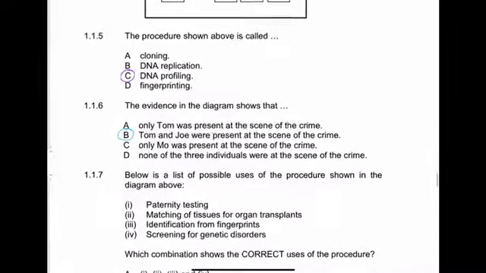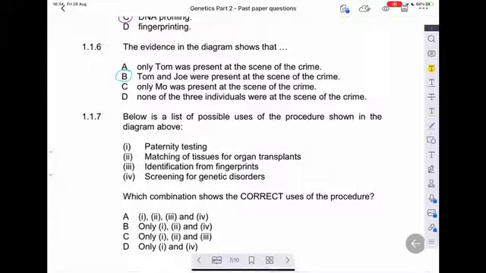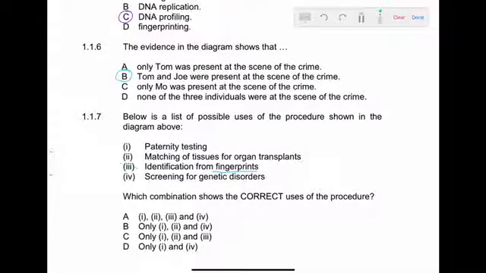And here comes the genetics question. Below is a list of the possible uses of the procedure shown in the diagram above. Paternity testing, matching of tissues, identification from fingerprints, screening for genetic disorders. Which combination shows the correct use of the procedure? Don't be misled by the use of the word fingerprints. Number 3 is not a possible procedure. That means that only 1, 2, and 4 are possible uses. And 1, 2, and 4 is answer B.